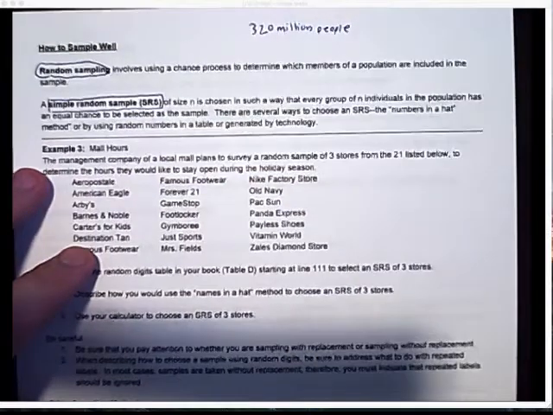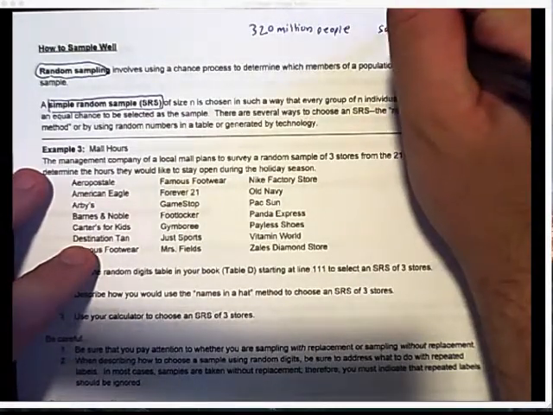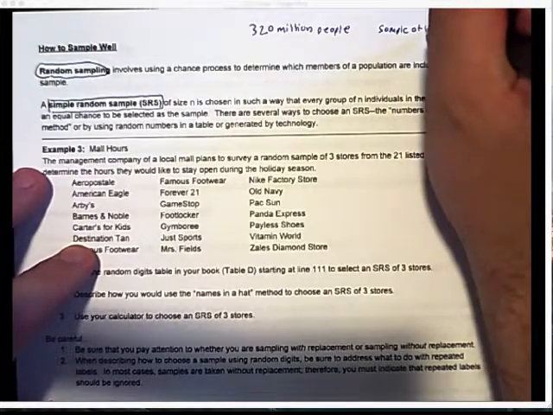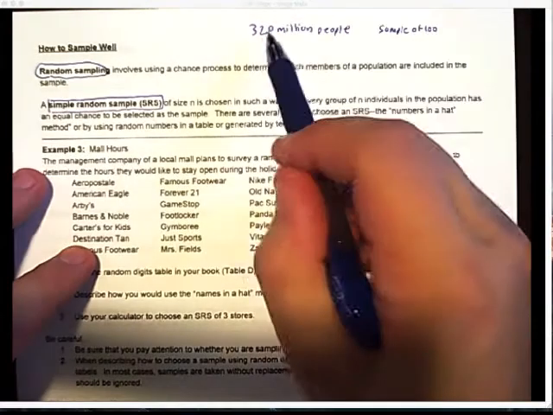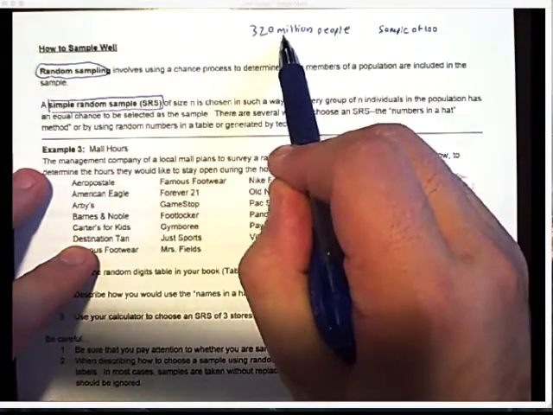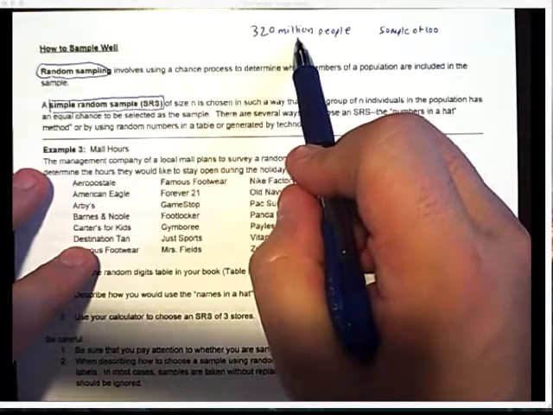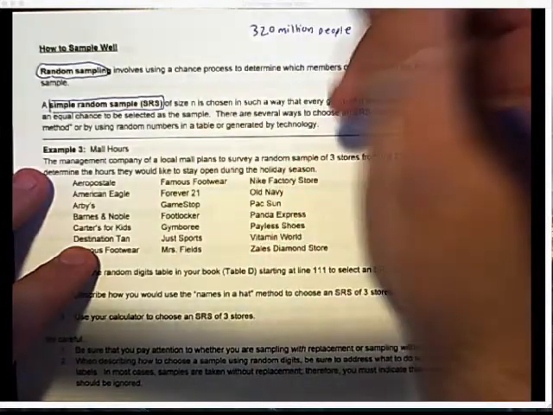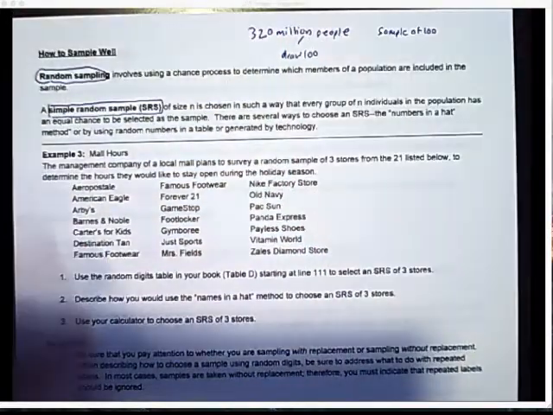Now, the best type of sample that we could draw, let's say we wanted a sample of 100 of those 320 million people. The best way to do that is assign all 320 million people, or put their names into a hat. It'd have to be a pretty big hat, little slips of paper, and then you're basically just going to draw 100 of them. Draw 100 names out of a hat.